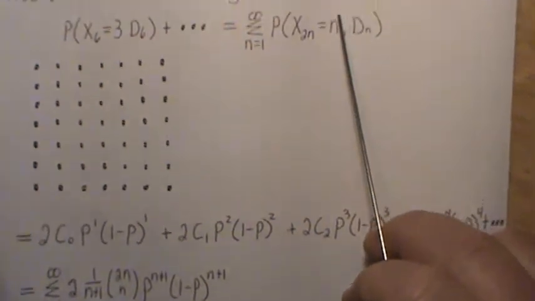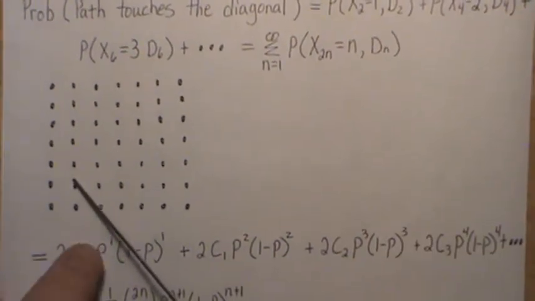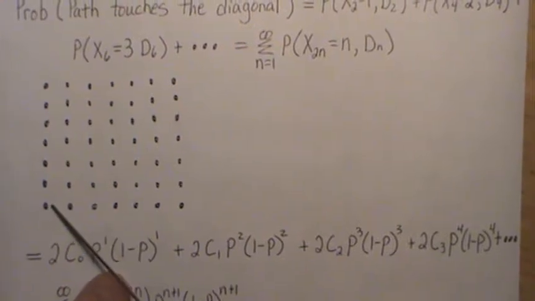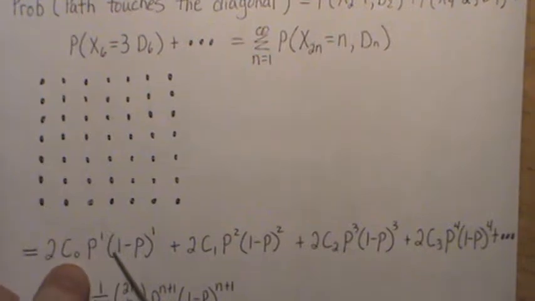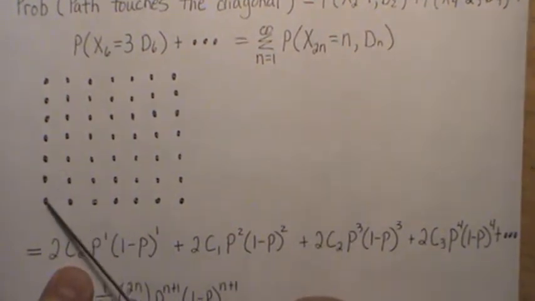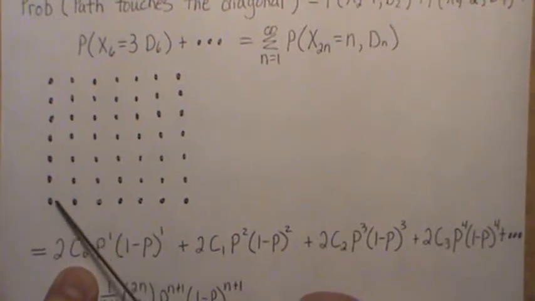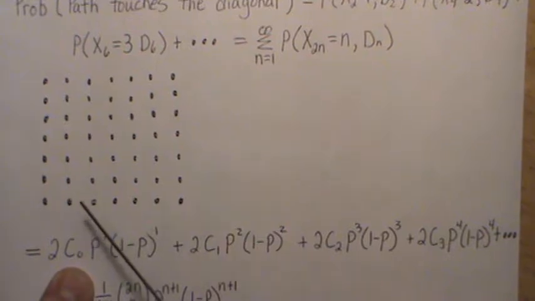So this first probability, the probability that we're right here, is you have to go over 1 and up 1. So that's what this probability represents. C0 is 1, so it really doesn't change it. But there are 2 ways to get there, and both of them have the same probability. So this is the probability of being on that point.